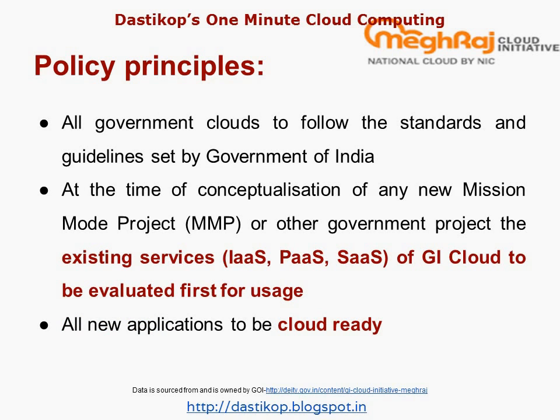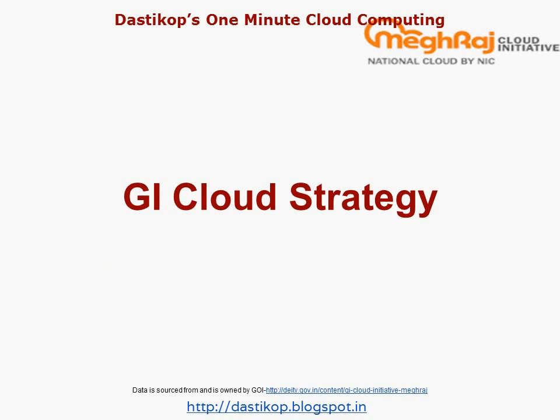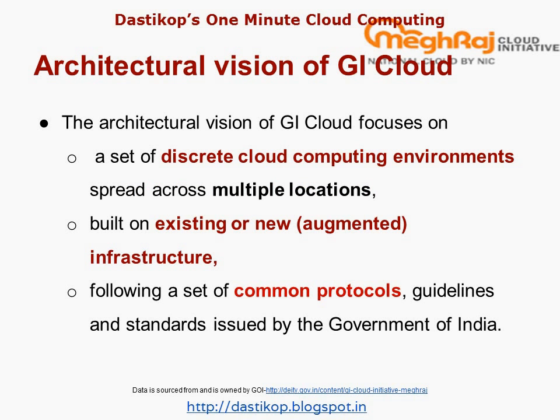There is also a policy principle. For example, all the resources will be created centrally and the government will give these services as infrastructure as a service, platform as a service, and software as a service. And all applications that you are developing from now on should be cloud ready. The architectural vision of the GI Cloud is a discrete cloud computing environment. That means it will have state clouds and national clouds, with intermingling of these clouds.